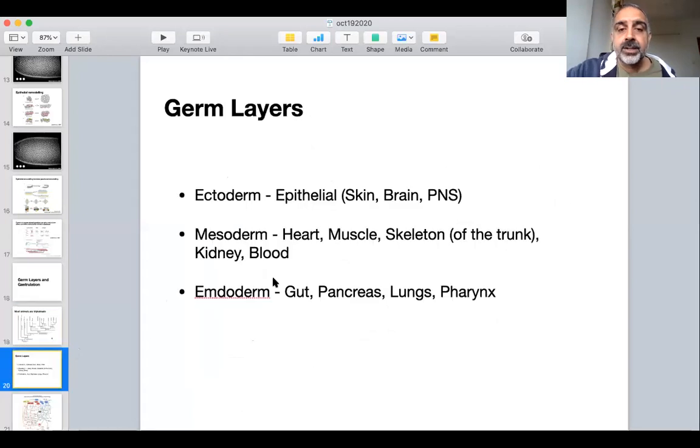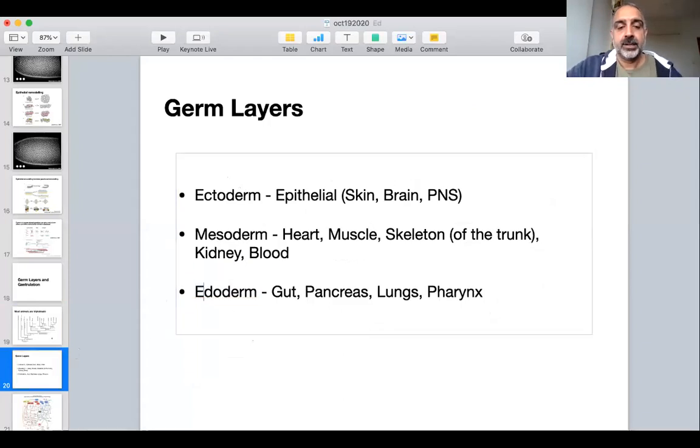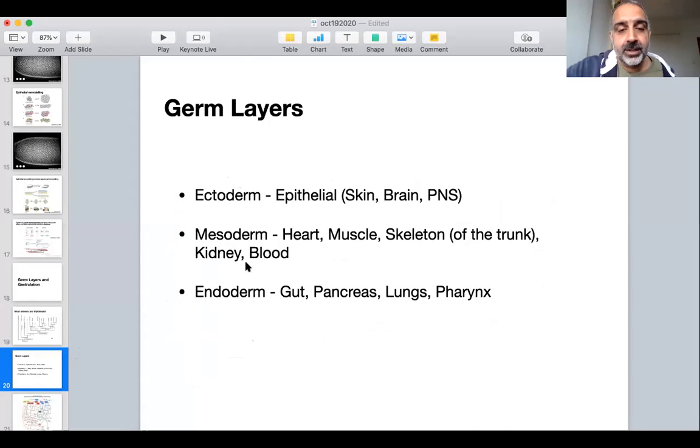and we'll go into that in a much later lecture. So the germ layers essentially are ectoderm, mesoderm, endoderm. Sorry, luckily this is not a slide view, so I can do real-time corrections. Ectoderm gives you epithelial tissue, basically, the skin, brain, the peripheral nervous system. Endoderm also gives you epithelial tissue, gut, pancreas, lungs, pharynx. Mesoderm will form all of these structures as well, okay?